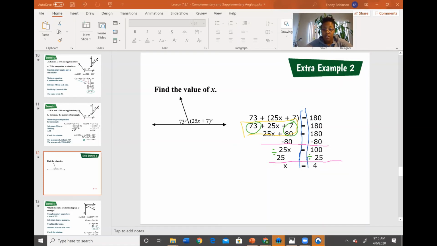So x equals 4. And then I would figure out what the angle is. So then 25 times 4 plus 7 equals, 25 times 4 is 100 plus 7 equals 107. So that's what the value of this angle right here is. There we go.